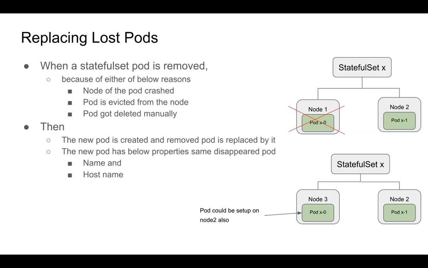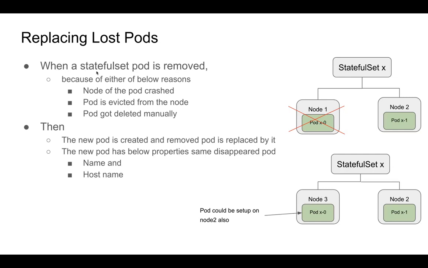Now, what happens when a pod is lost? So you have stateful set X. Pod 0 was running on node 1, pod 1 was running on node 2. You see, X is the name of the stateful set, and 0 and 1 are indexes. Now this pod crashed. So Kubernetes will bring up that same pod, maybe on the same node, maybe on a different node. It doesn't matter. It could be on node 2 also. It could be an entirely different node.